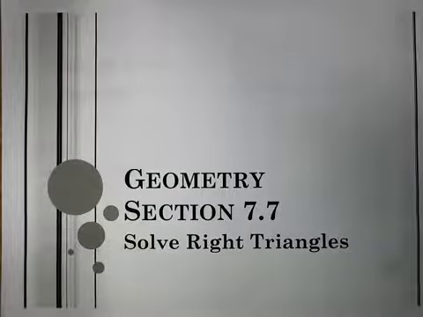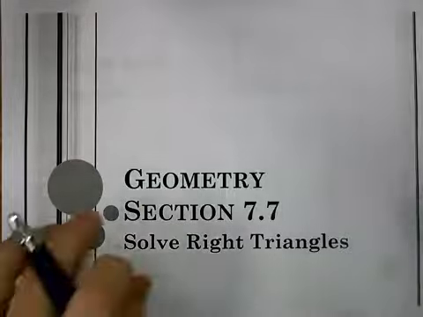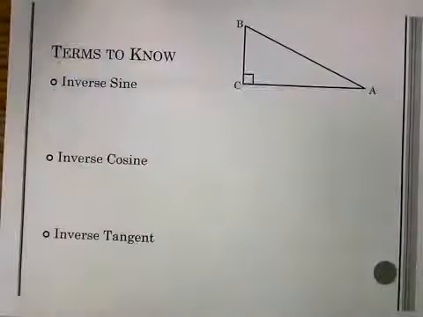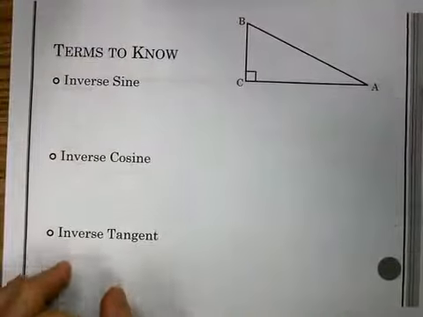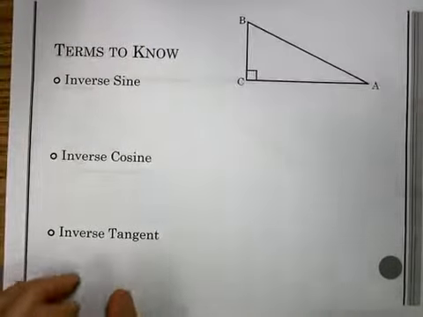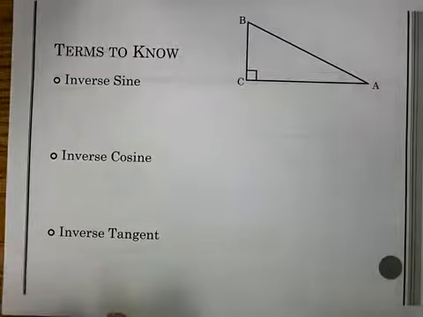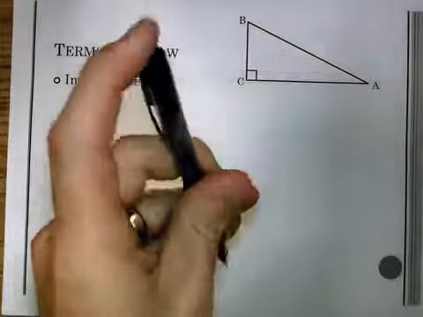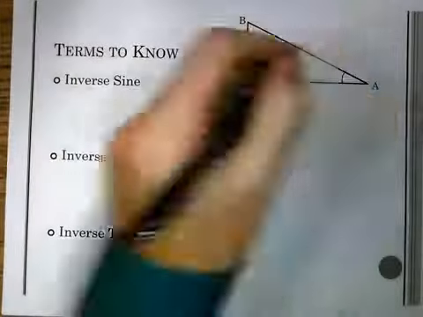In section 7.7, we're looking at solving right triangles. So before we can solve right triangles, we actually have to look at our last ratios, and those are our inverse trig ratios. To start off with those, we're going to have inverse sine, inverse cosine, and inverse tangent. They're still within a right triangle, and we're still focusing on angle A.